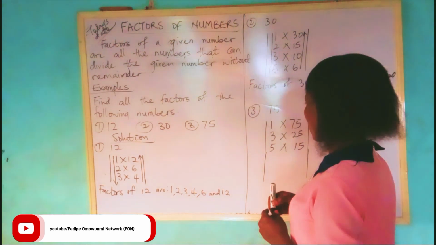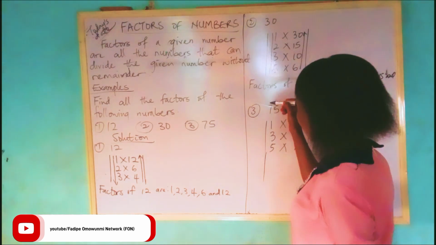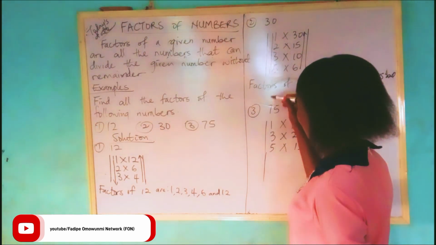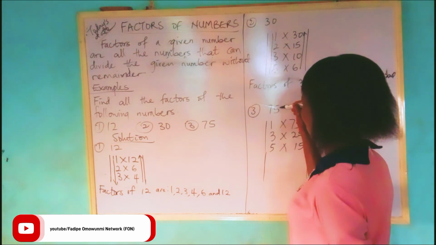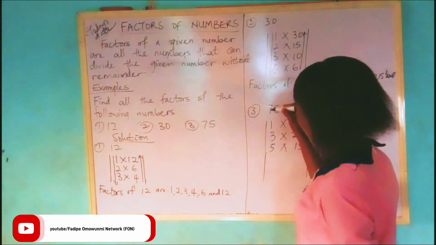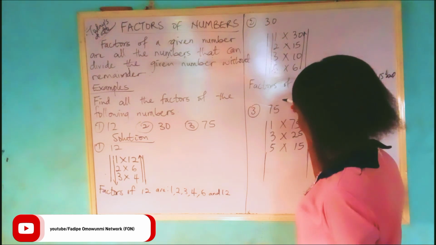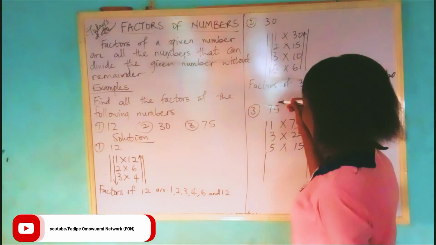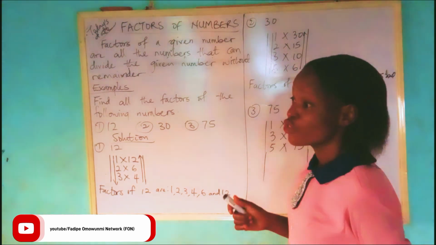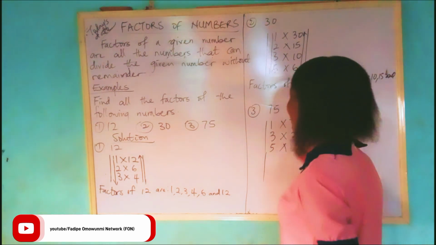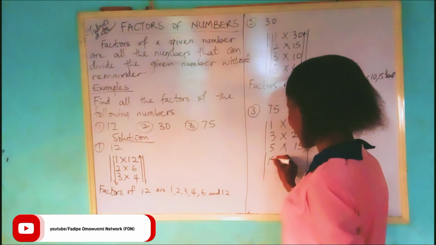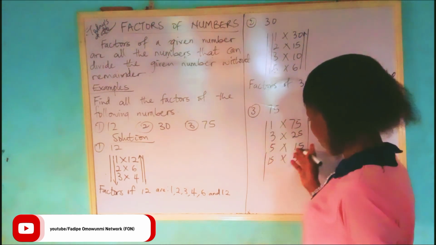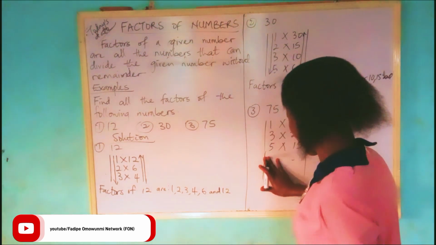After 5, we go to 6. Can 6 divide? Let's see. 6 in 7 is 1, remainder 1. 6 in 15, can't divide. Let's go to 7. It won't go in this one. Okay, let's go to 8, 9, 10, 11, 12. And if you continue working it, you will see that it is until you get to 15 again that you will see the next factor. And you already know we are not writing this.